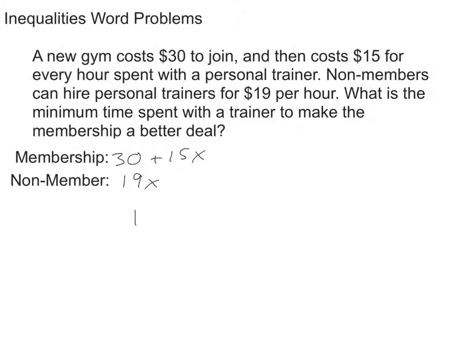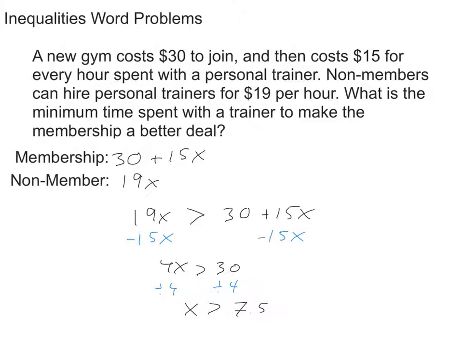So if I start with the non-member and I compare it to the membership plan, now I have to figure out which inequality symbol I use. Well, I want to make the membership a better deal. So I want the membership to cost less. And so I'm going to use a greater than here because I want the membership here to be less than the non-membership. Now I'll go ahead and solve this inequality. So when I solve this inequality, I end up finding that x has to be greater than 7.5.